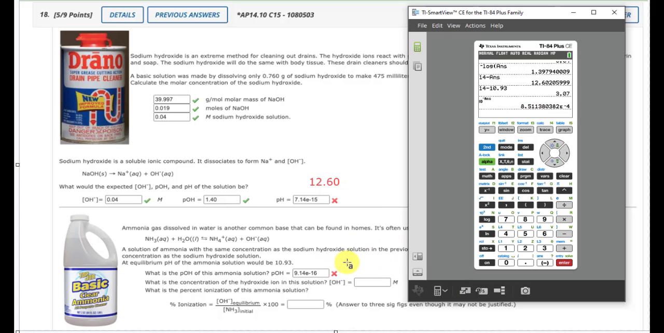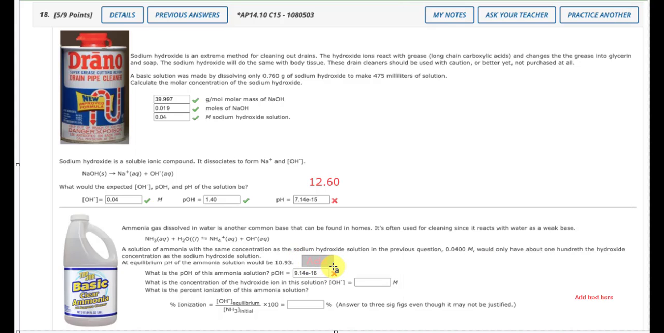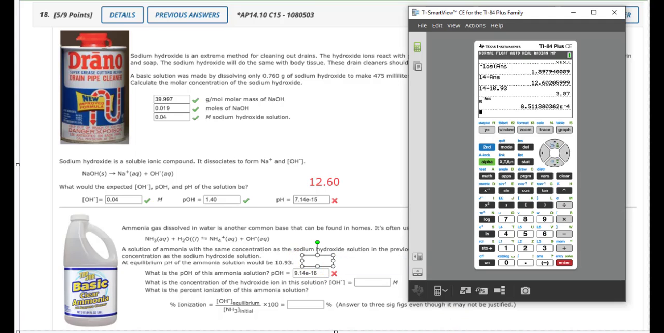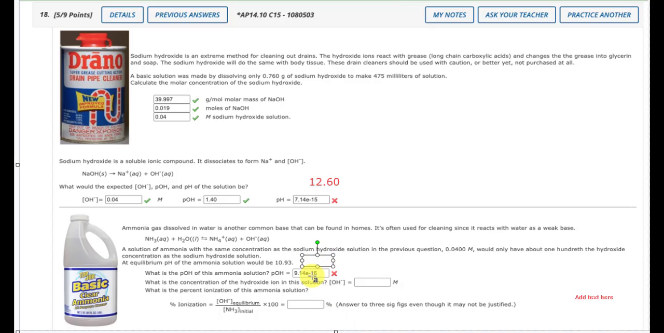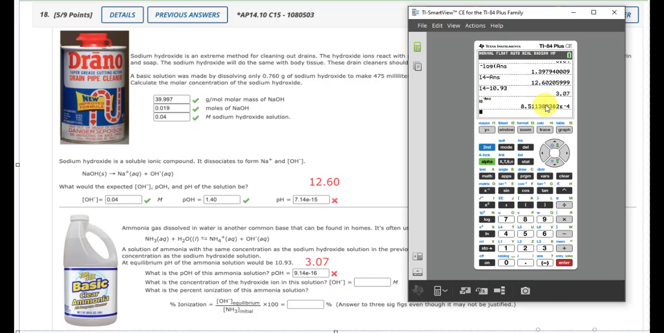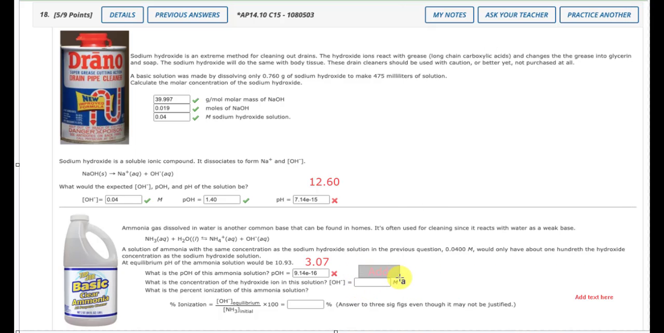And so let me get my calculator out. Oh, I've got some answers to put in. There we go. Get my calculator again. That was 3.07. 3.07 was our pOH. And now let's see what the hydroxide concentration is. Well, again, out of my calculator, I did the anti-log. 8.51 times 10 to the negative 4.